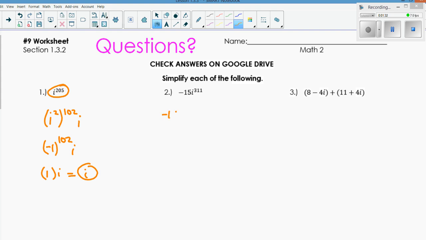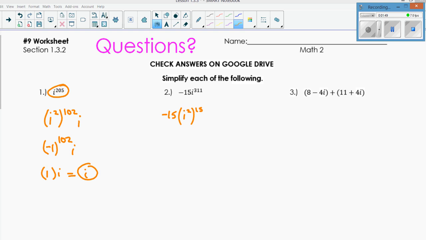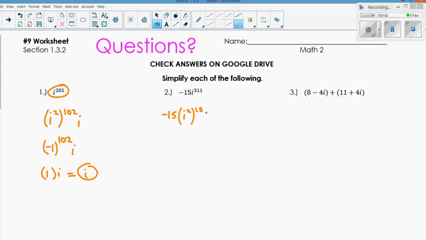Same idea for number 2. So you have -15 times i to the 311th. Again, I want to start by saying I know it's i squared. What do I need to raise it to get to 311? Well, I could raise it to the 155th power. That's going to get me to 310. I need another i to get to 311. We'll give you more reasonable numbers on a test where we would take the calculator away.